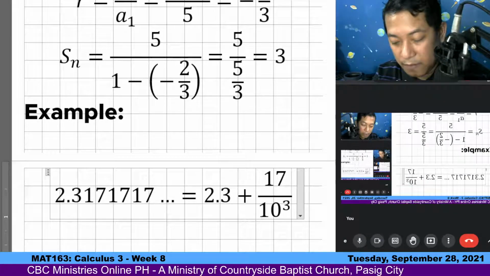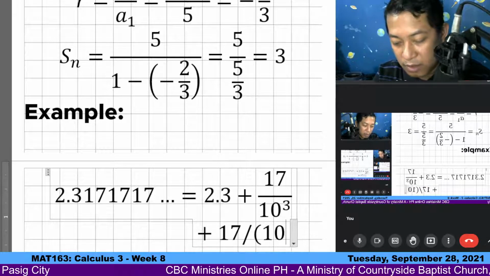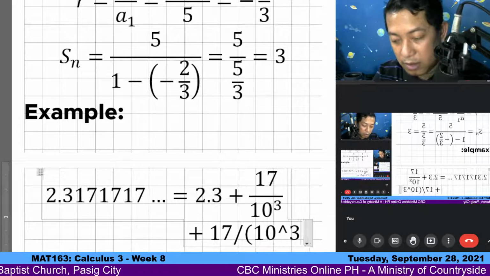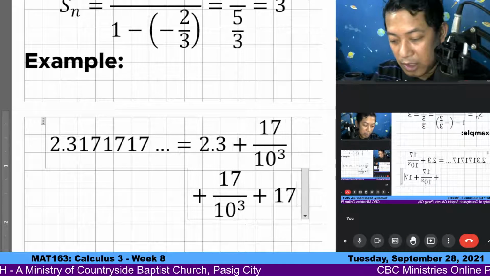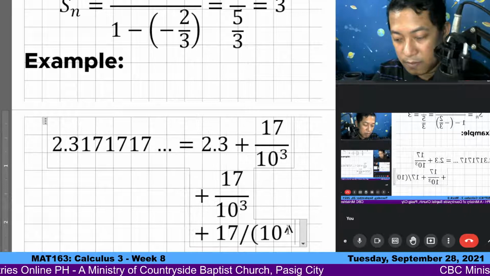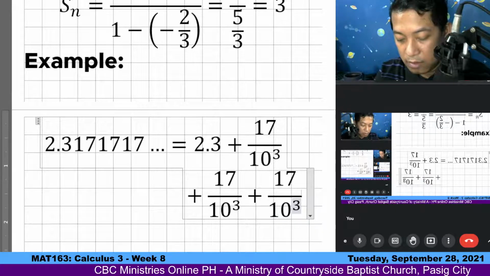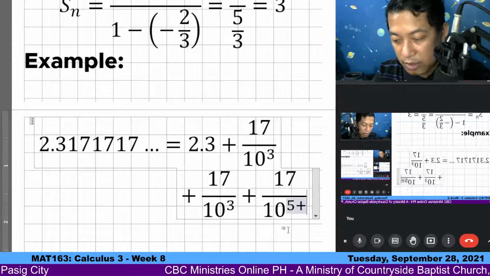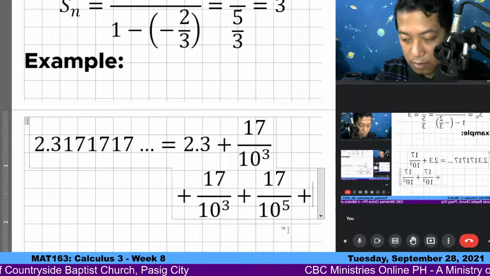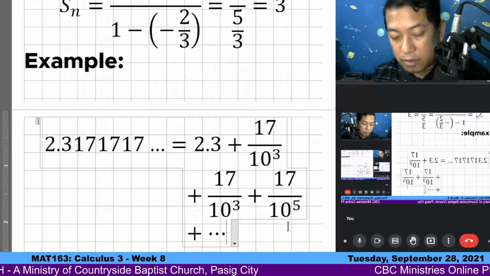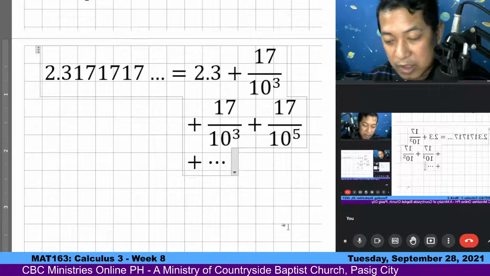10 cube, plus 17, increment of 2, because that 2 is repeating places to 3. So, etc. Maybe I could write this again. It's 5 pala, sorry. Okay, so etc., guys. So from there we could say that your first term of course is 2.3.